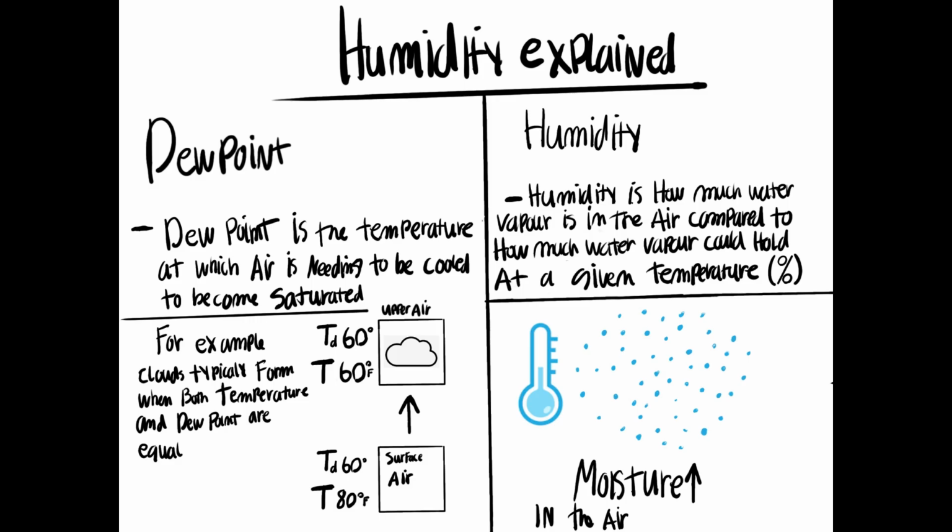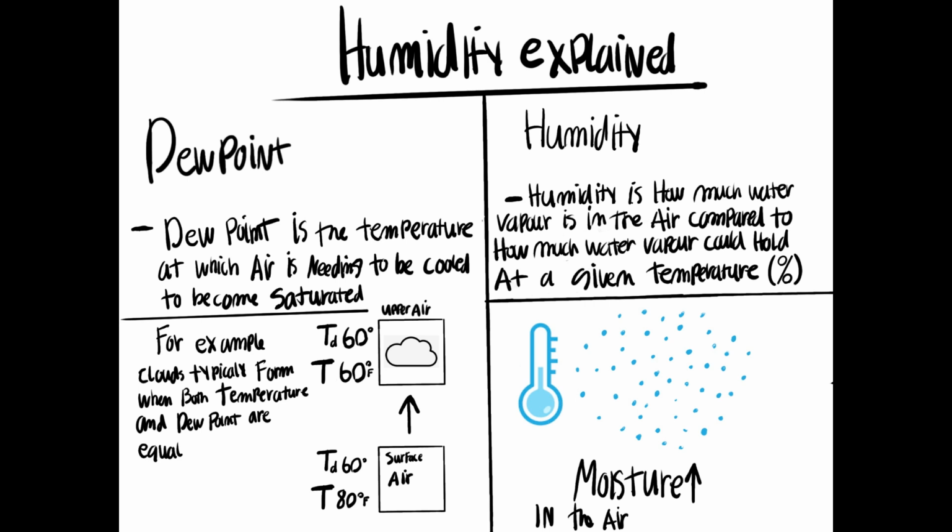So here are the two things we're going to be comparing today: humidity and dew point. Firstly, we're going to be going over dew point. So, what is dew point? Dew point is the temperature to which air needs to be cooled to become saturated. So, dew point is typically the temperature at which air would have to be cooled to become saturated.